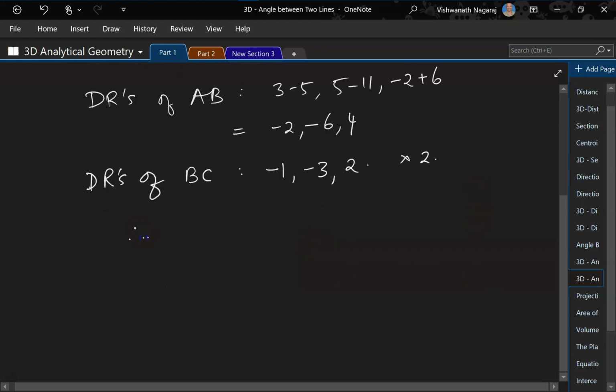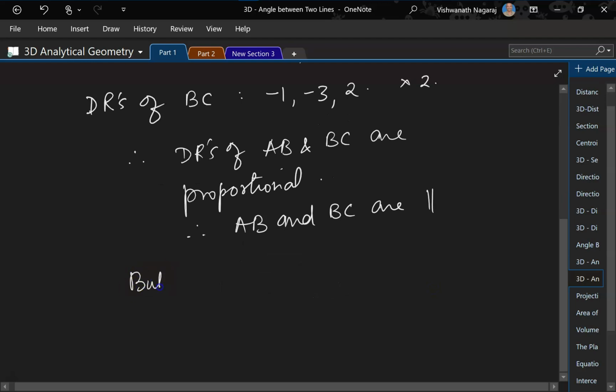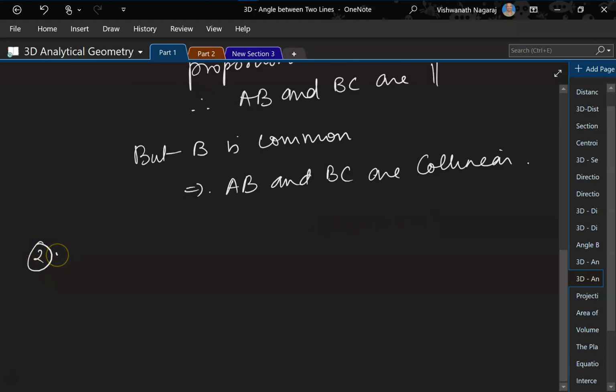That means the direction ratios of AB and BC are proportional. So therefore AB and BC are parallel, but B is common, which implies that AB and BC are collinear. Okay, let's do the second one.